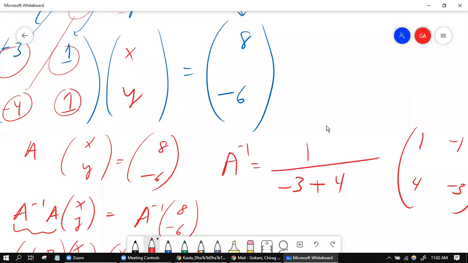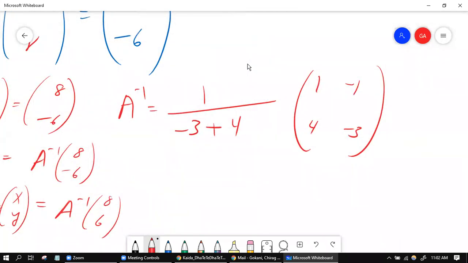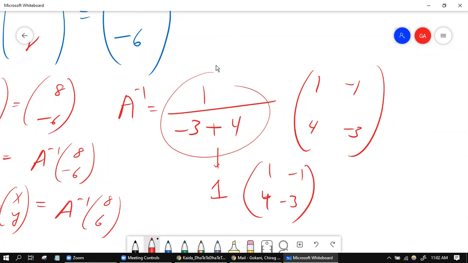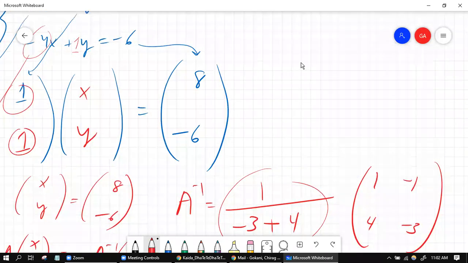So this is your inverse matrix. And what is 1 divided by minus 3 plus 4? That's just 1, so this entire thing is just 1. And this thing is minus 1, 4, minus 3. Now is the moment of truth. Now I need to multiply.